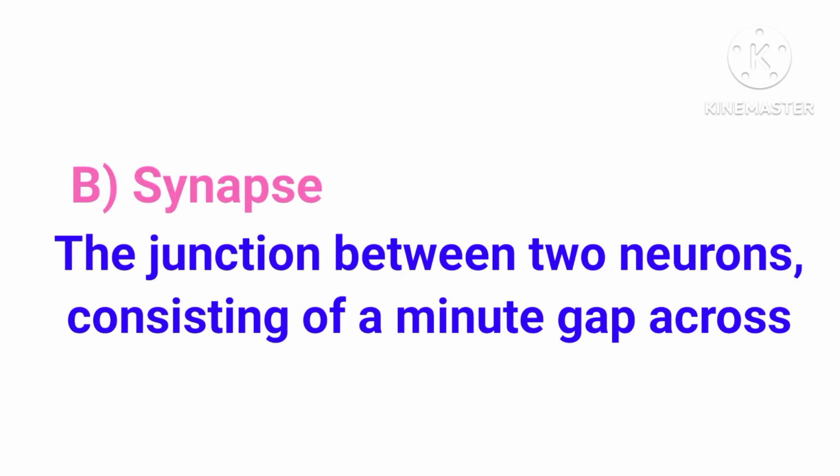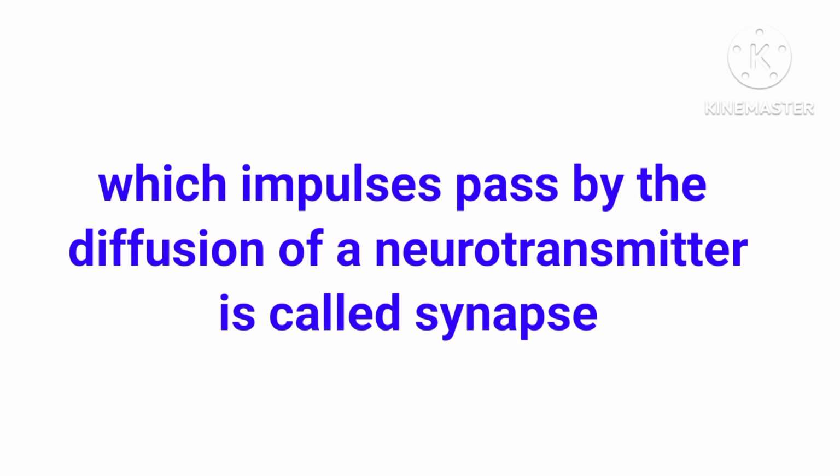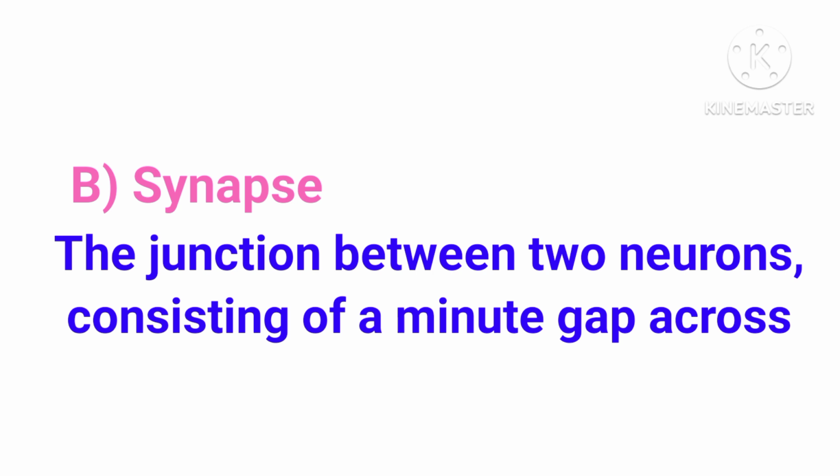Synapse. The junction between two neurons, consisting of a minute gap across which impulses pass by the diffusion of a neurotransmitter, is called synapse.